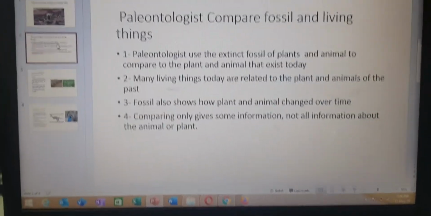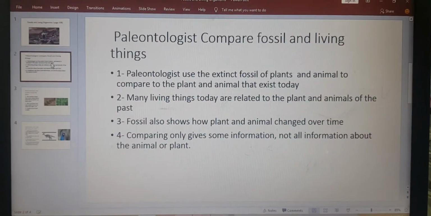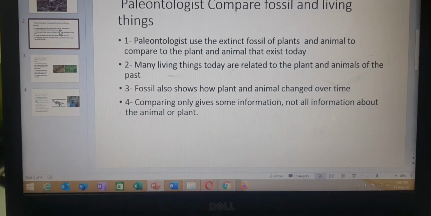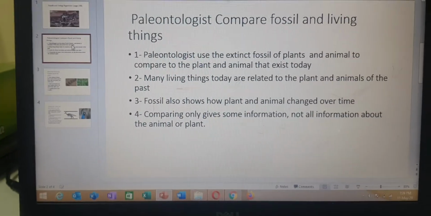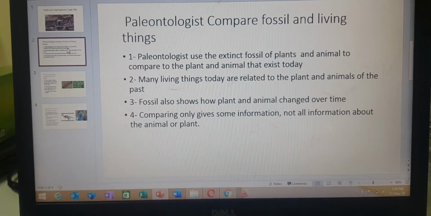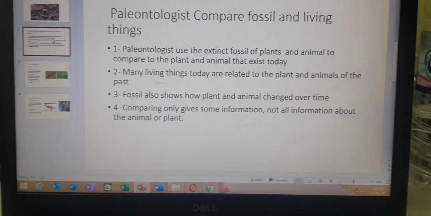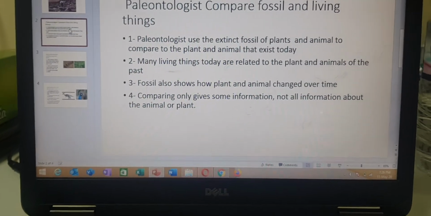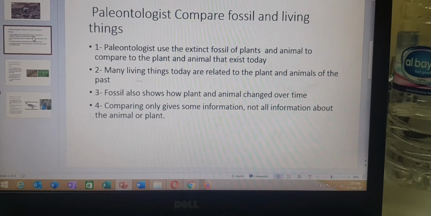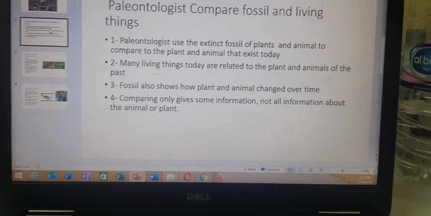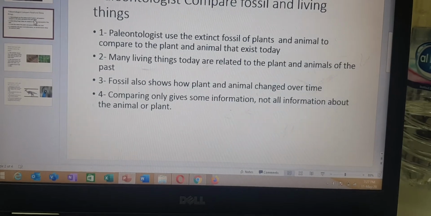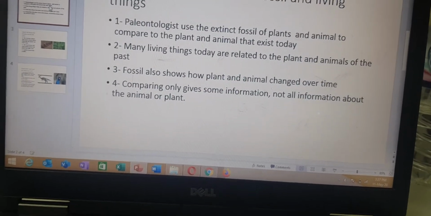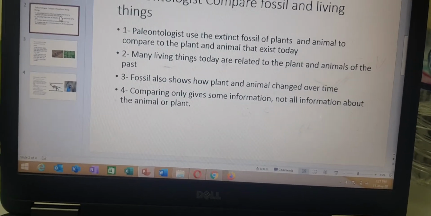That is the reason why they are comparing the fossils with the plants and the animals that we have today. So many living things today are somehow related, as in they somehow look alike to the plants and animals of the past. Okay, so fossils also show how plants and animals have changed over time, which I will tell you in the next slide.